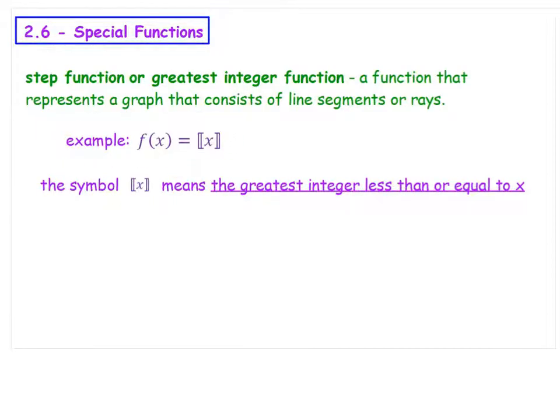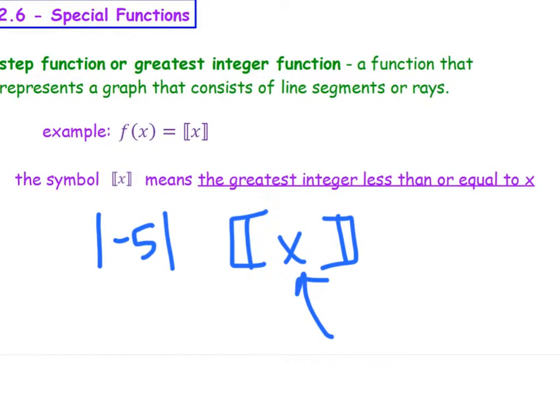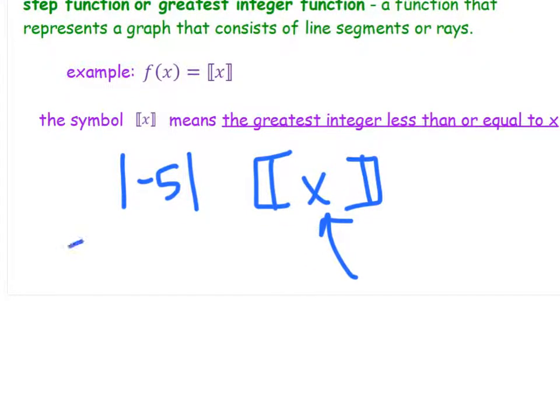And what those symbols mean is, just like if you had absolute value, you make that number positive, or figure out how far it is from 0, whatever's inside the absolute value bars. Well, this time for the greatest integer function, you're going to take whatever's inside and change that number to be the greatest integer less than or equal to that number. That can sound confusing, but it's really not too bad.